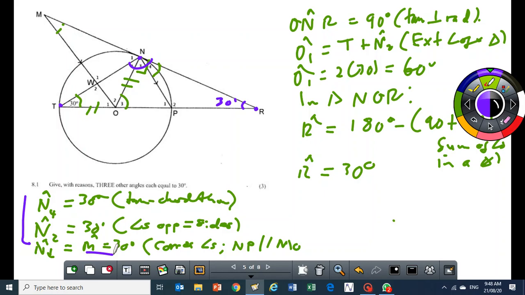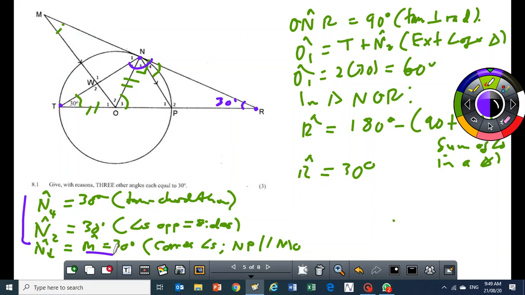N2 and 3. Alright, then it goes in the same set. And then P2 will be 30 plus 90, which is 120. Then we already know N4 is 30 from the previous question. Then for R, it will be 180 minus 120. Is that what you saw as well?